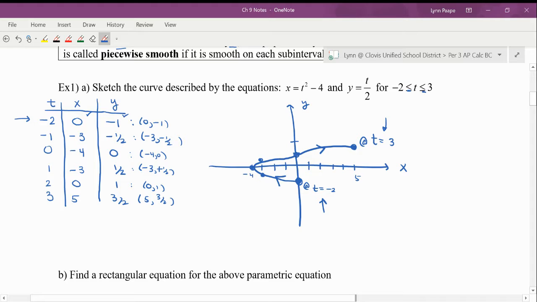So when I'm looking at this ordered pair 0, 1, say this was a bug crawling along this line here. At 0, 1, when did the bug get to that particular point? And that would be at t equals 2 seconds.